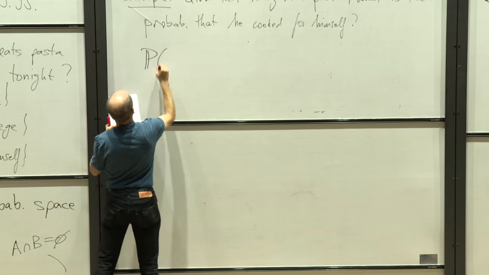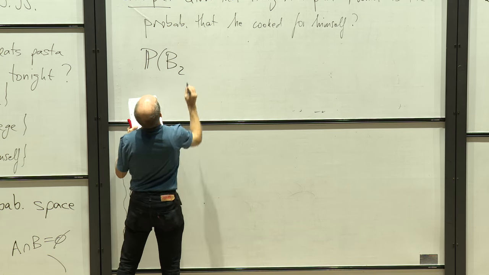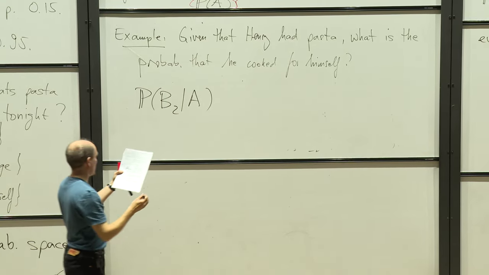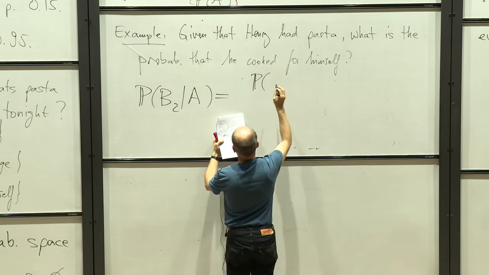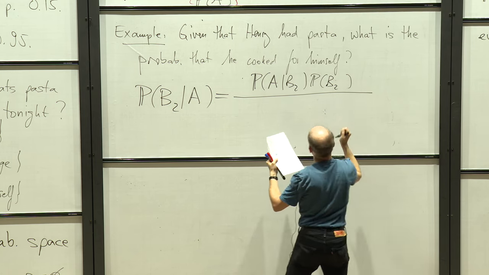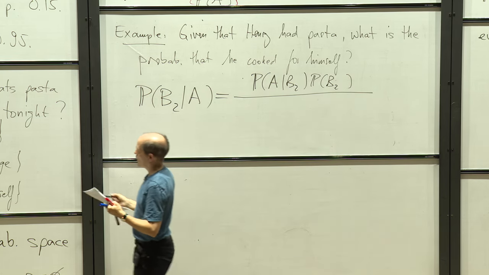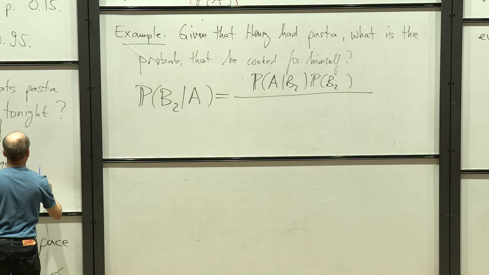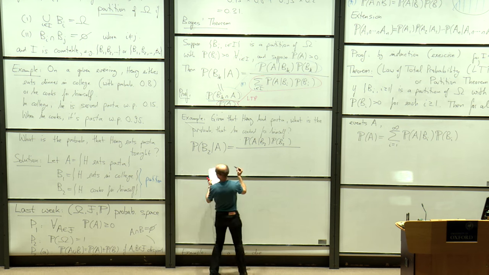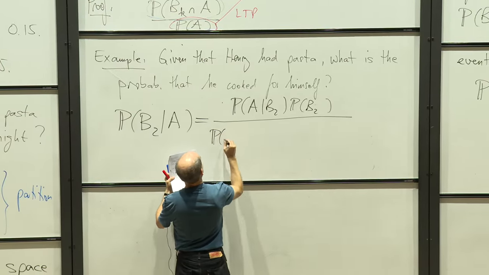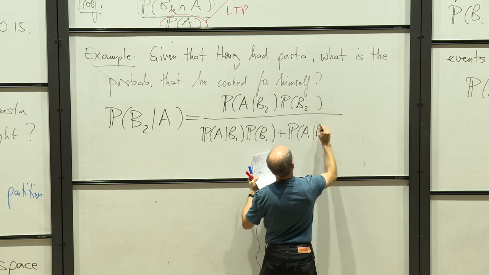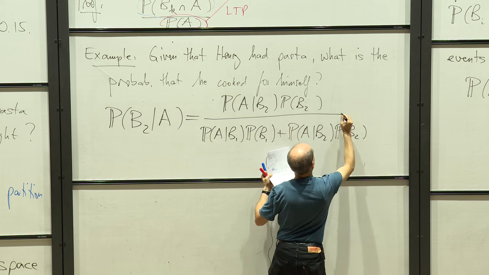Okay, we've got the notation from down there, so the probability that he cooked for himself given that he had pasta is the probability of B2 given A by the formula. This is the probability of A given B2 times the probability of B2 divided by that sum over our countable partition. Maybe I didn't say, but this is our partition of two sets. So for that partition, taking that sum just means you take the probability of A given B1 times the probability of B1 and add the probability of A given B2 times the probability of B2.